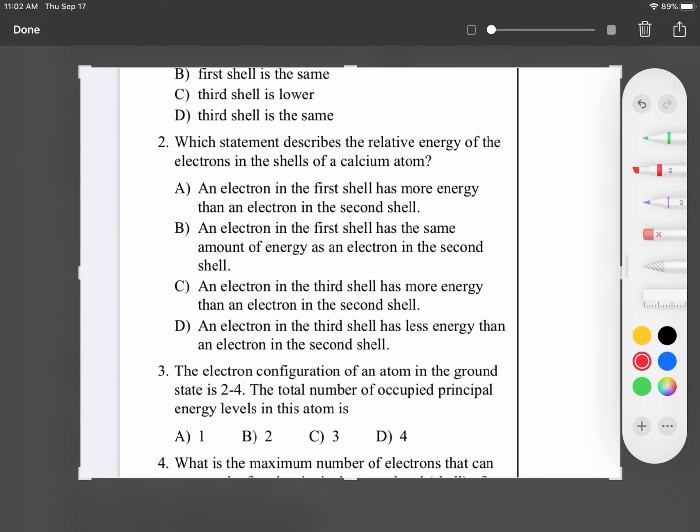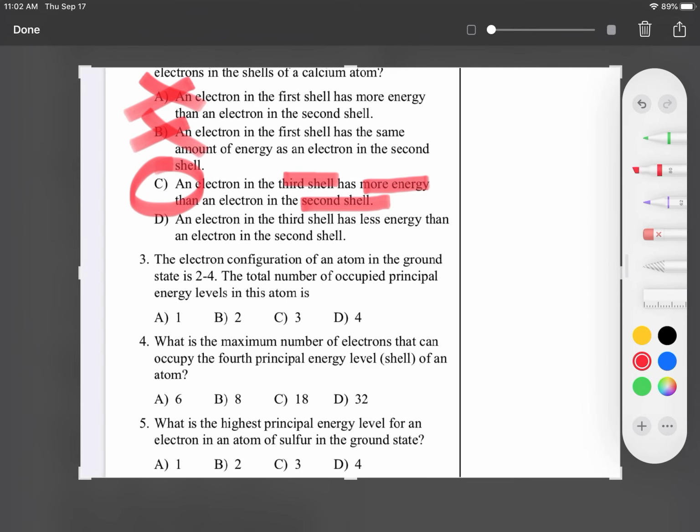Number 2, which statement describes the relative energy of the electrons in shells of a calcium atom? What do we say? The further away you are, the more energy you have. So A says an electron in the first shell has more energy than the second shell? No. An electron in the first shell has the same amount of energy as the second shell? No. An electron in the third shell has more energy than the second shell. Well, that is correct.